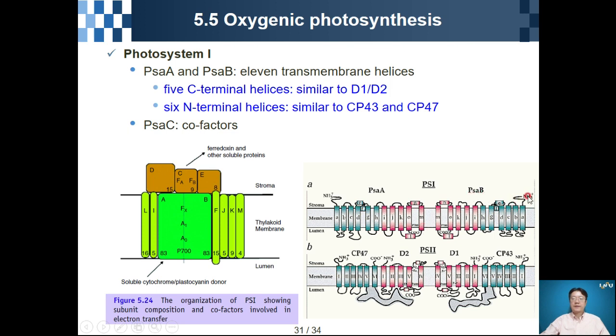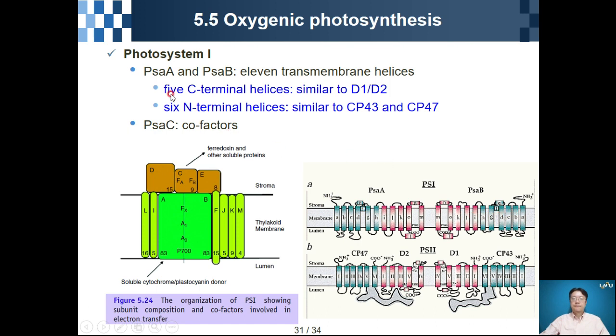PSA-B also has the N terminal located here and the C terminal located here. So they have 11 transmembrane helices. For example, in photosystem 2, D2 and CP47 are different proteins, and D1 and CP43 are different proteins. But PSA-A and PSA-B each are one protein, which is composed of 11 transmembrane helices. And this one is also 11 transmembrane helices.